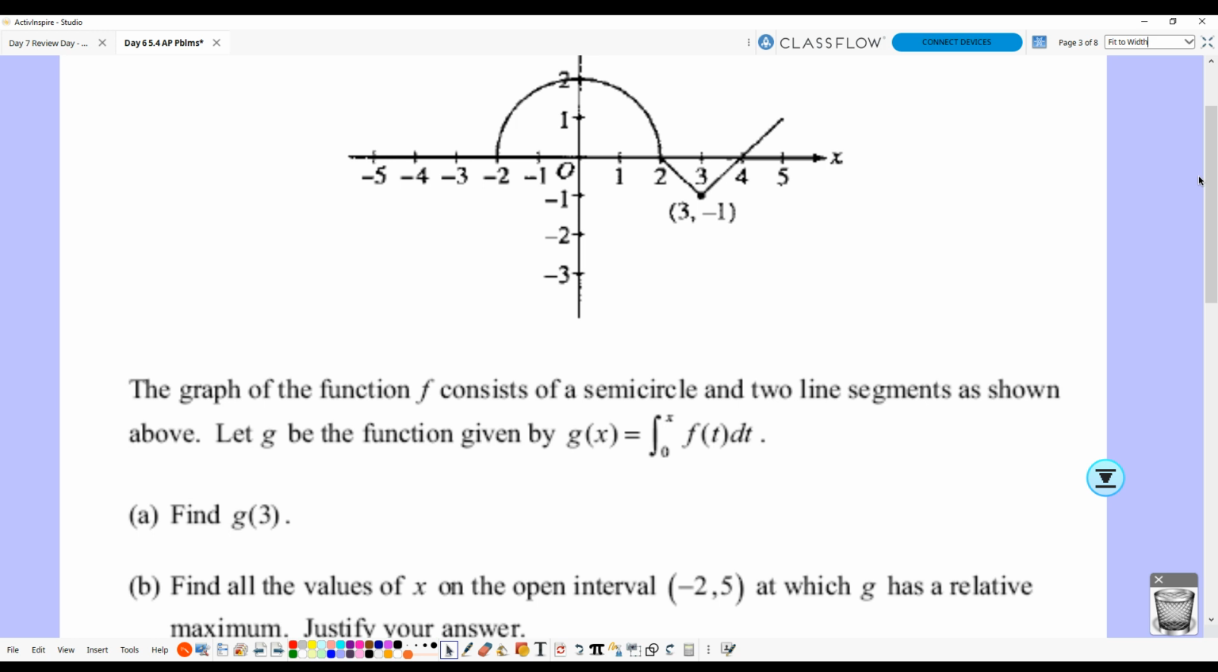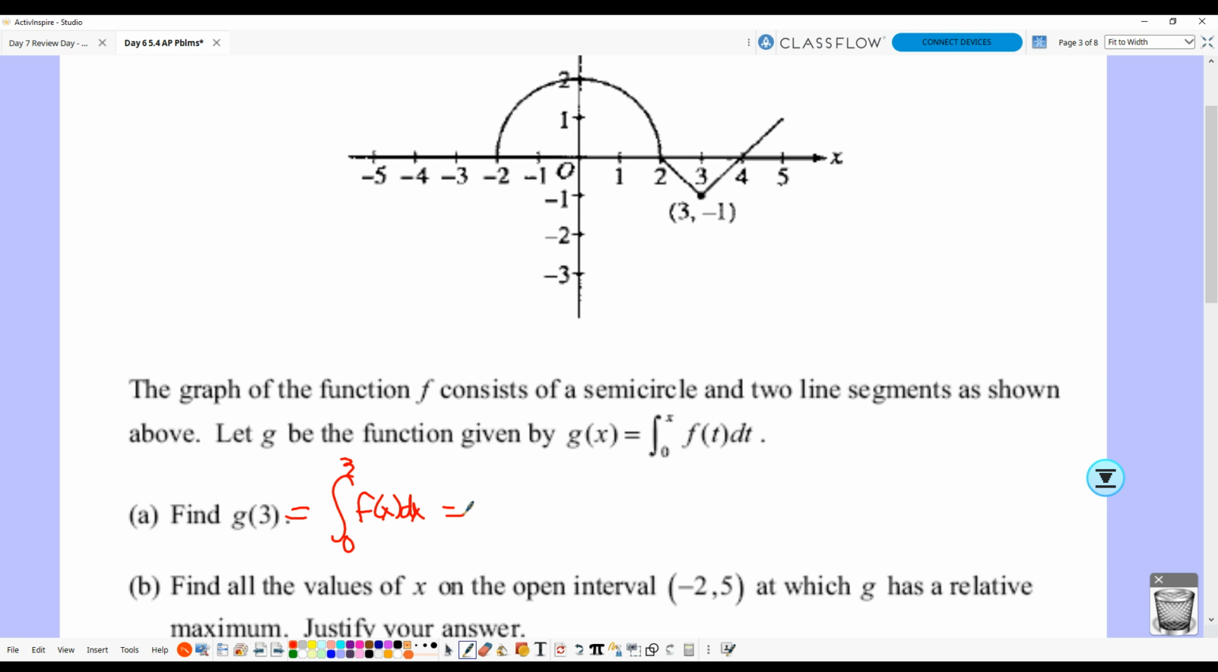Okay, hang on, guys. I can't quite hear. So, sorry, you said plug 3 in for x. So g of 3 is the integral from 0 to 3. How do I do that?